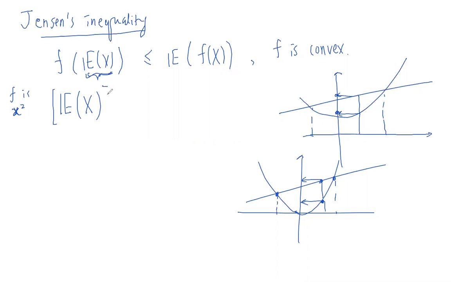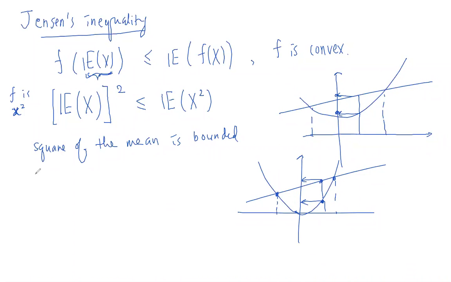So the square of the expectation will be bounded by the expectation of x squared, which means the square of the mean is bounded by the second moment. Okay, this is an interesting result.